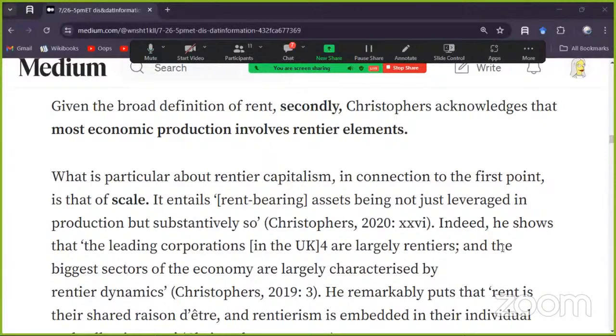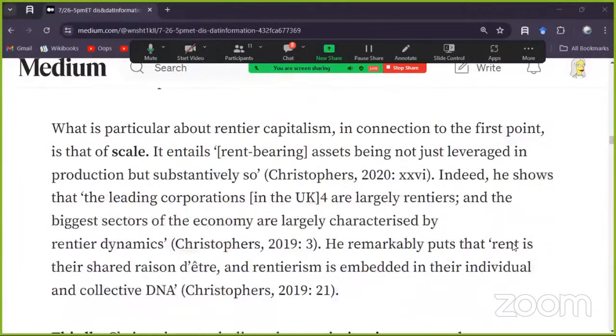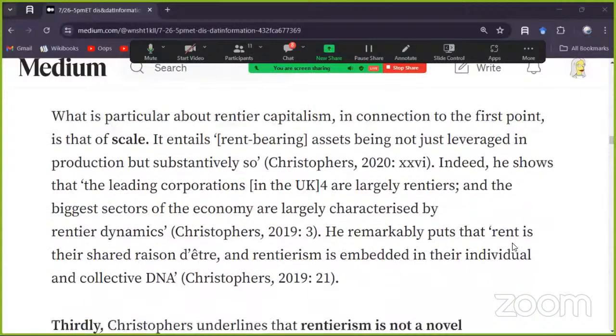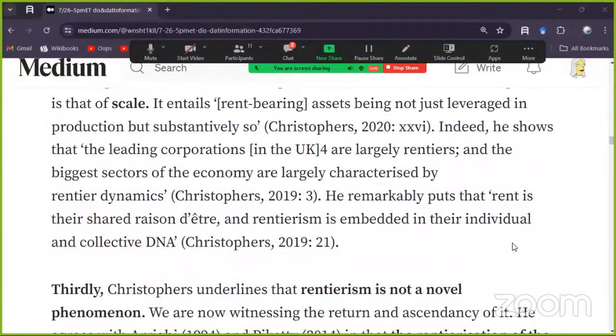Indeed, he shows that the leading corporations in the United Kingdom are largely rentiers. Britain is largely a rentier economy, and the biggest sectors of the economy are largely characterized by rentier dynamics. He remarkably puts that rent is their shared raison d'être, and rentierism is embedded in their individual and collective DNA.